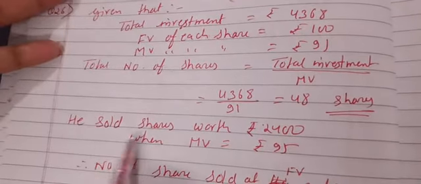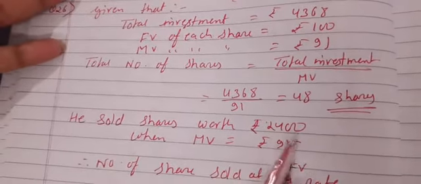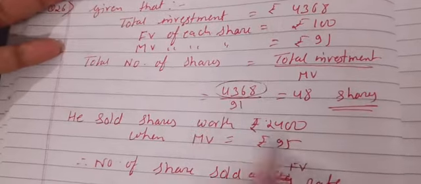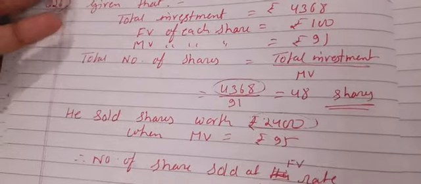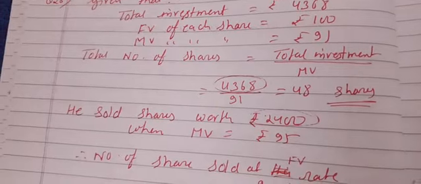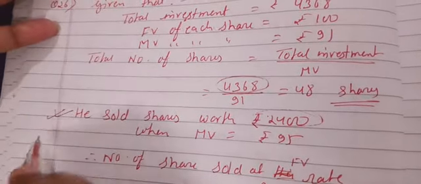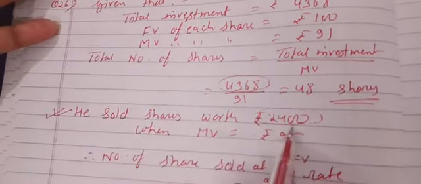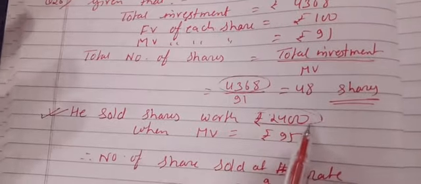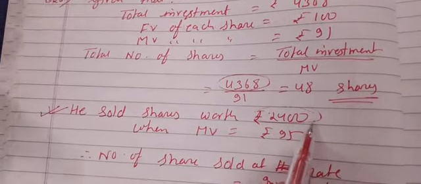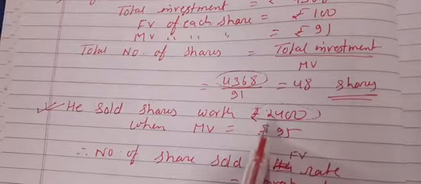And he sold shares worth rupees 2,400. Out of this much money, he sold 2,400 rupees shares. So what is the meaning of this question? See, this line will decide whether you are going to solve the sum correctly or maybe you are confused. You are not getting what is actually given. So you try to understand.